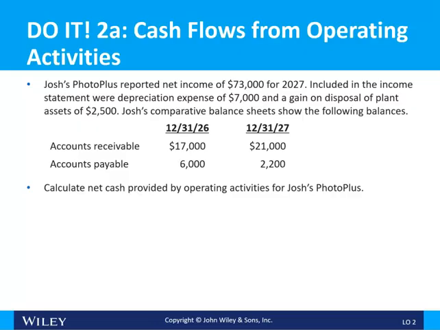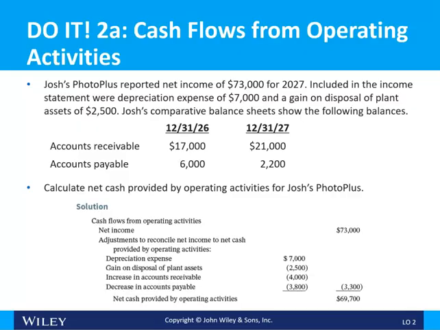So in this case, accounts receivable went from $17,000 to $21,000, an increase. So we have an increase in accounts receivable. We have a decrease in cash. Accounts payable decreased from $6,000 to $2,200. So that difference, that decrease, is going to go as a subtraction. And here's what the operating activities section of the cash flow statement will look like.